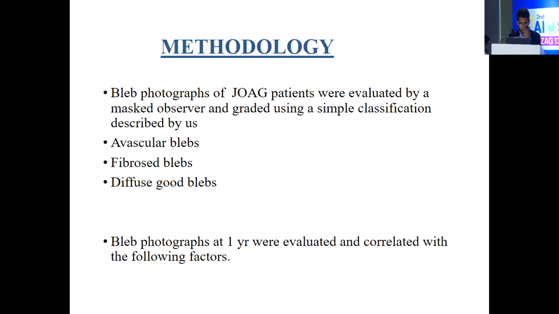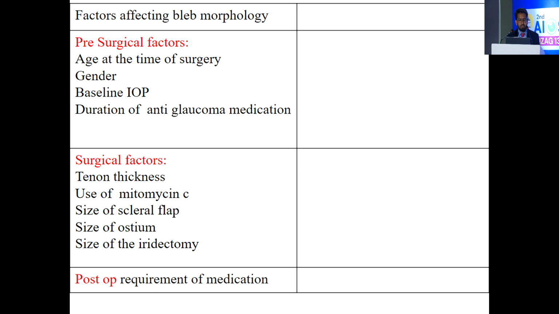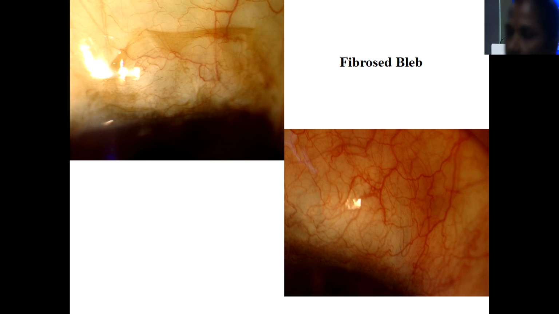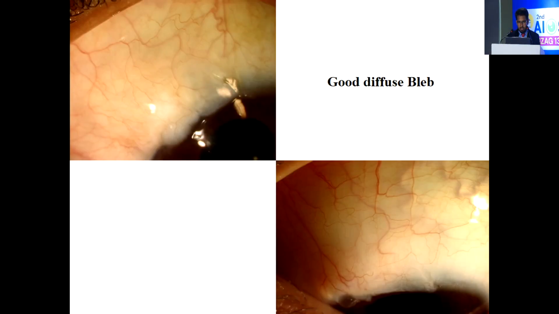Bleb photographs were evaluated and correlated with the following factors. The pre-surgical or pre-op factors: age at the time of surgery, gender, baseline IOP, duration of anti-glaucoma medication. The surgical factors: Tenon's thickness, use of mitomycin C 0.02%, size of scleral flap, size of ostium, and size of iridectomy. Then post-op requirement of medications. These pictures show the avascular bleb, the fibrosed bleb, and the good diffuse bleb.